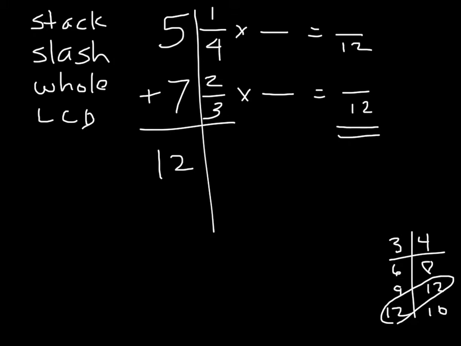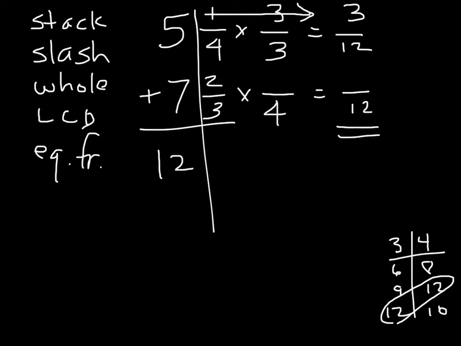Okay. So now I'm asking myself, 4 times what gives me 12? Because I need to make an equivalent fraction. So 4 times 3 gives me 12. So 1 times 3 would give me 3. Notice I multiplied my numerators. 3 times 4 gives me 12. So 2 times 4 gives me 8.